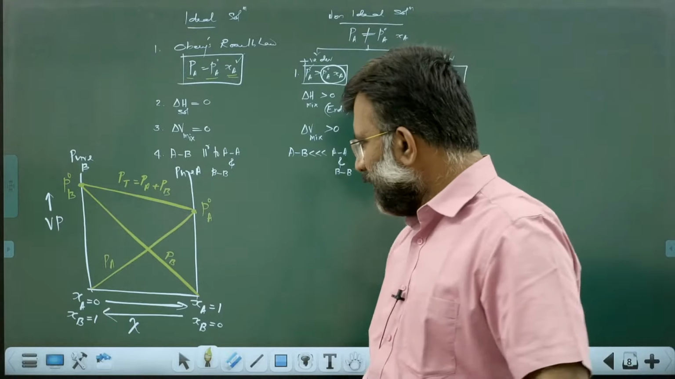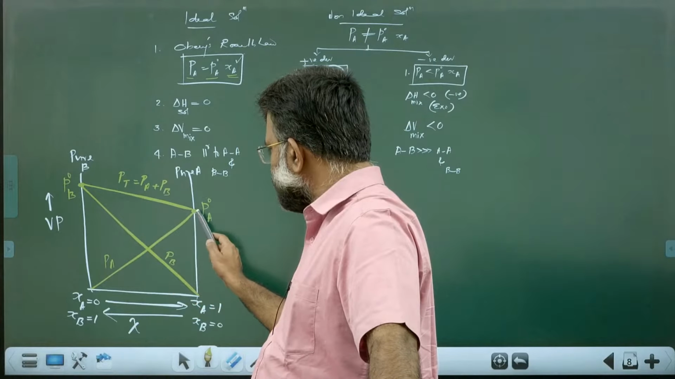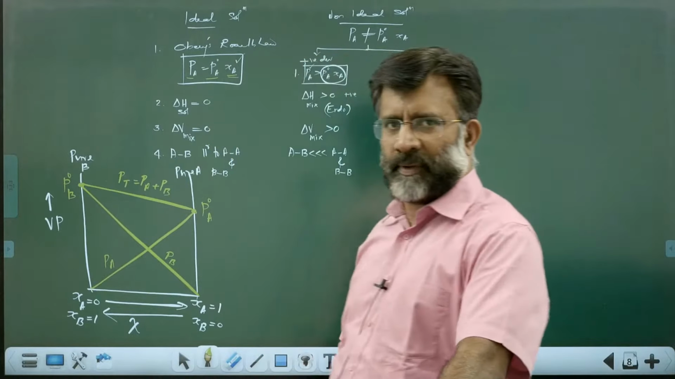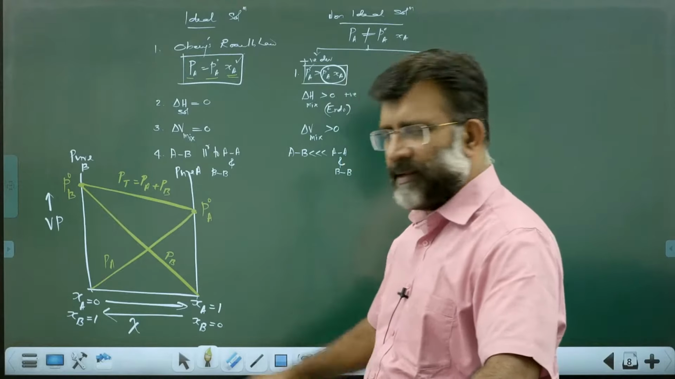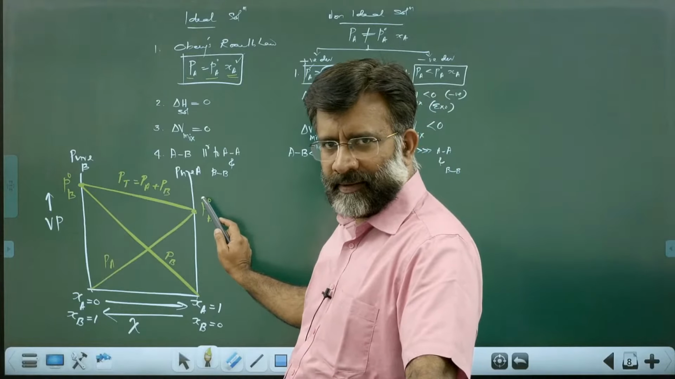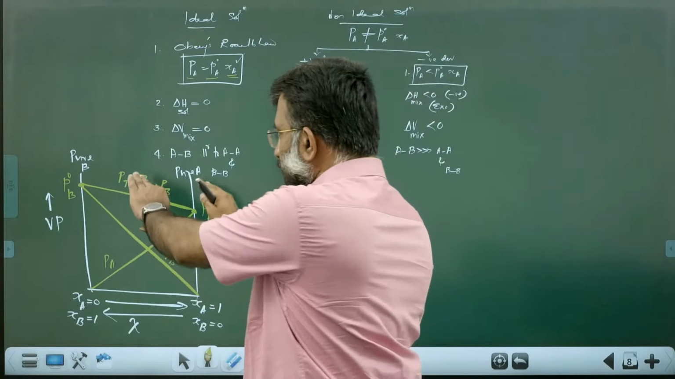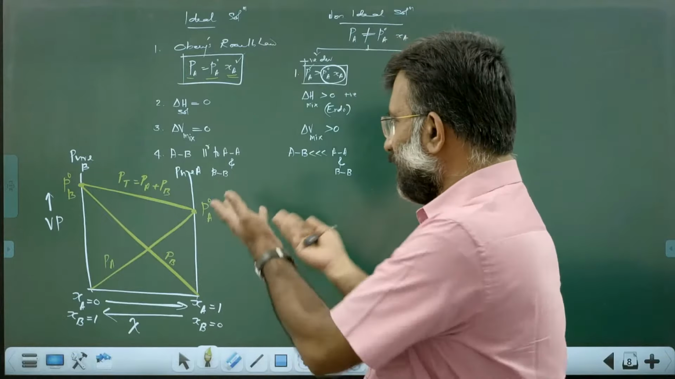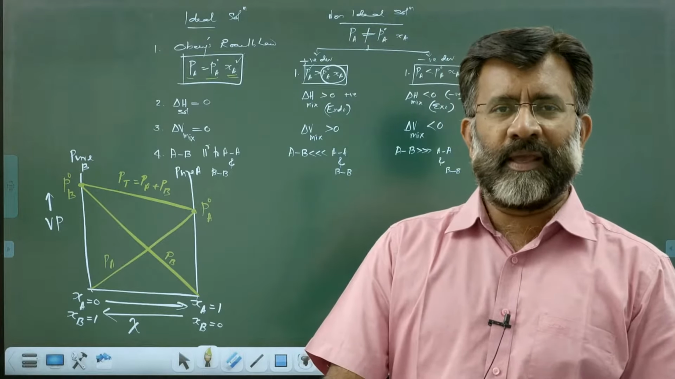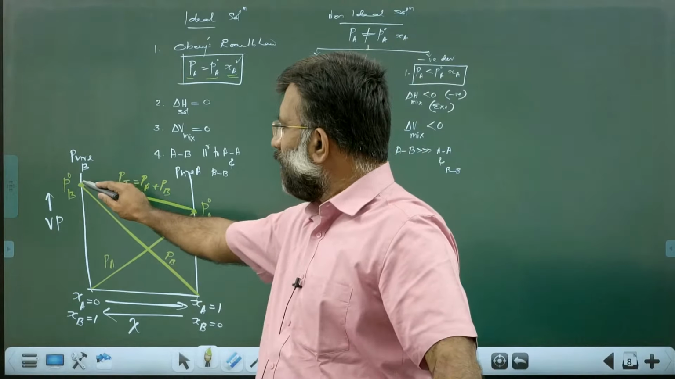I repeat, from this point to this, A increases. As A increases, PA increases and reaches the maximum when XA equal to 1, PA equal to P naught A. This is pure component A, and this is vapor pressure of pure component A. From right to left, B increases. In the graph I have drawn in this example, B is more volatile than A.